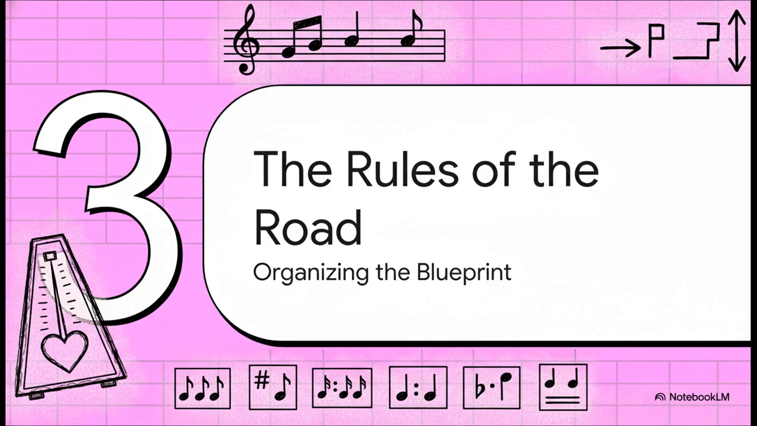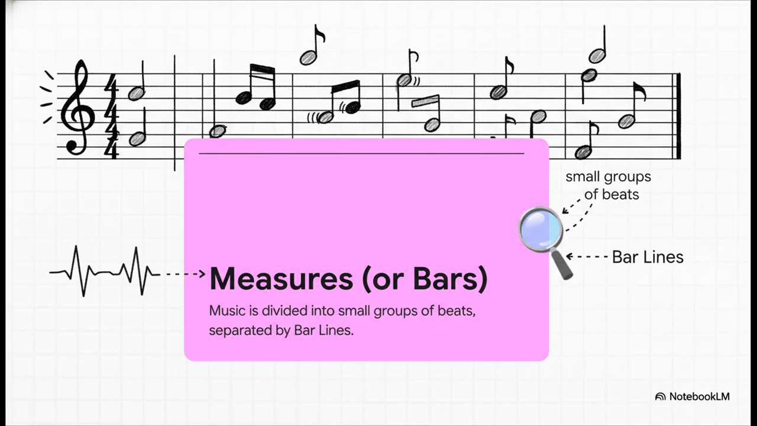But it can't just be a random jumble of symbols, right? We need to organize them. Music needs a pulse, a structure. And that's where we get the rules of the road that keep the whole blueprint in order. So music is broken down into these small, easy-to-digest chunks called measures, or you might hear them called bars. You know those vertical lines you see cutting across the staff? Those are the bar lines, and their job is to divide the music into equal groups of beats. This is what gives music that steady, predictable pulse that makes you want to tap your foot.